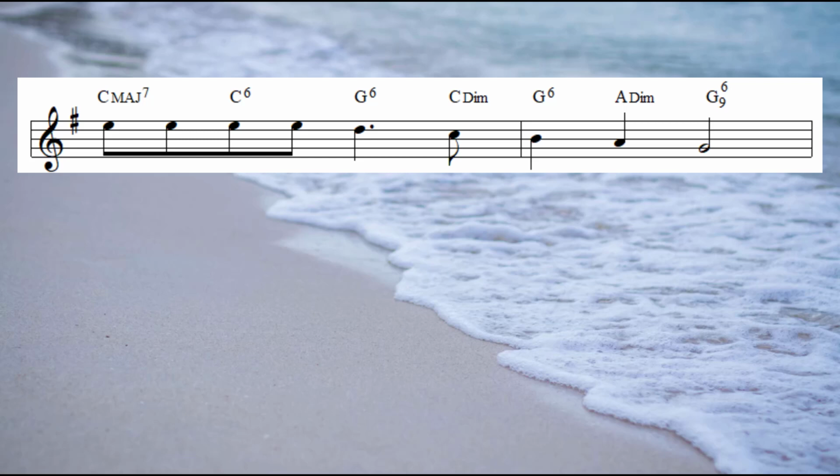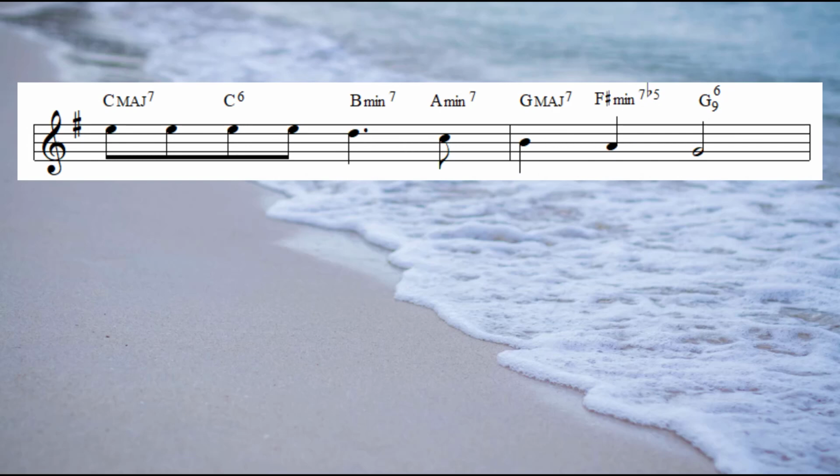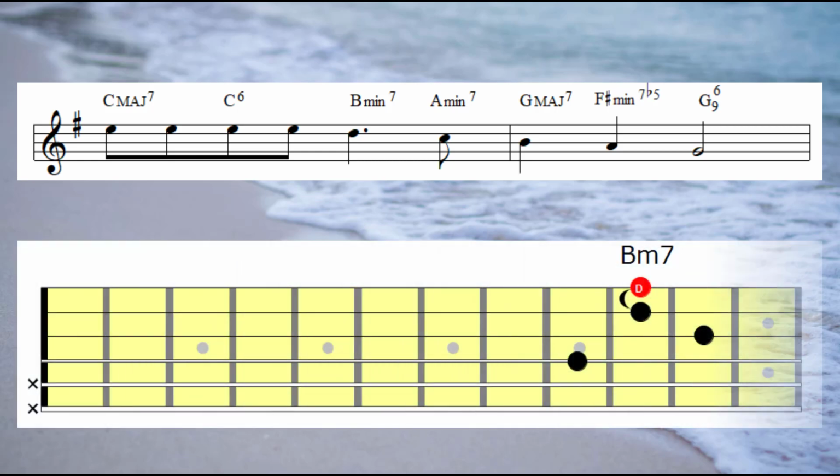Of course, one of the benefits of working on arrangements in the same key is you can start to see options. For example, we could play the last two bars using passing chords. So we could play C major 7th and C6 under the E notes like we did in the previous example. But instead of playing G6 under the D note, we could play a B minor 7.